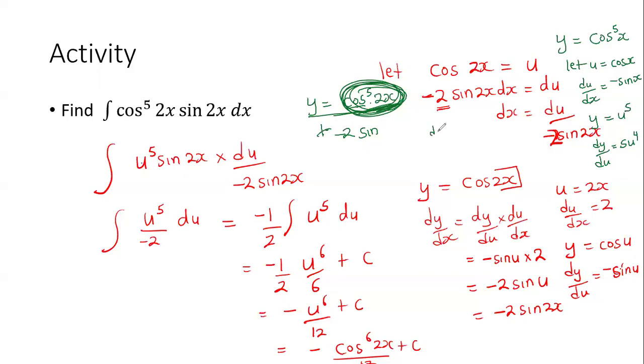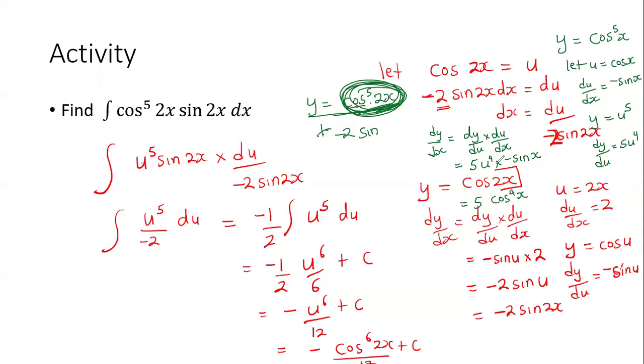Now, in the chain rule, to get dy dx, you will say dy du times du dx. Your dy du was 5u power 4, times du dx, which was negative sine of x. But your u here was cos x. So meaning that you'll get negative 5 cos 4x times sine x.